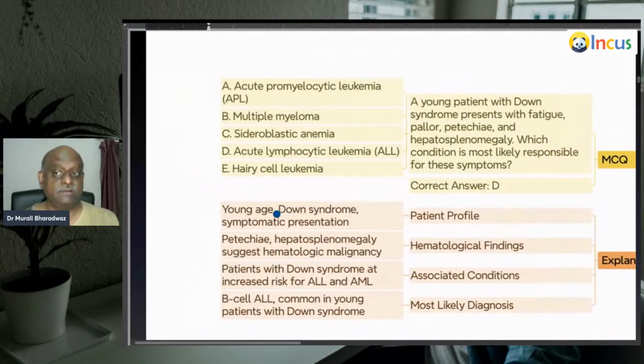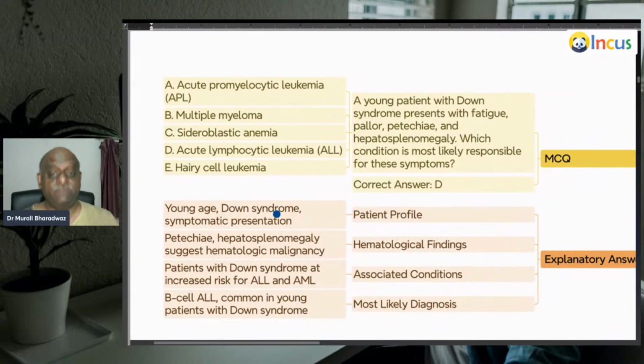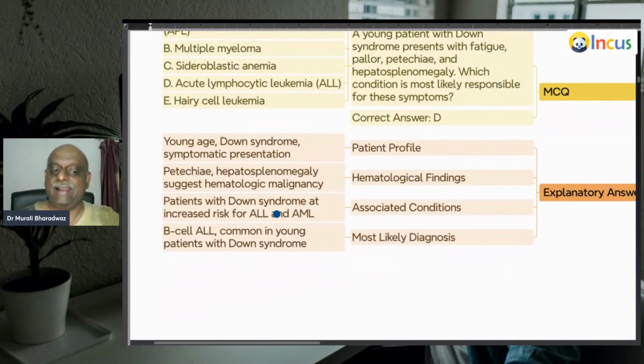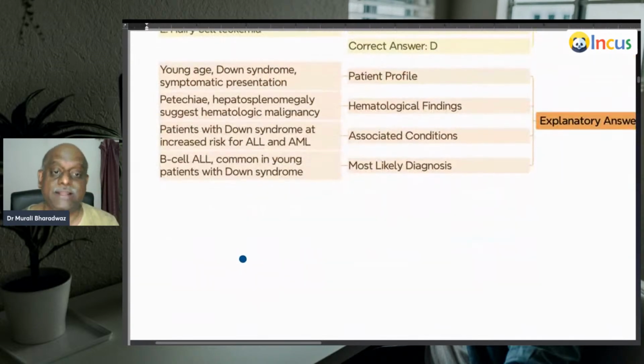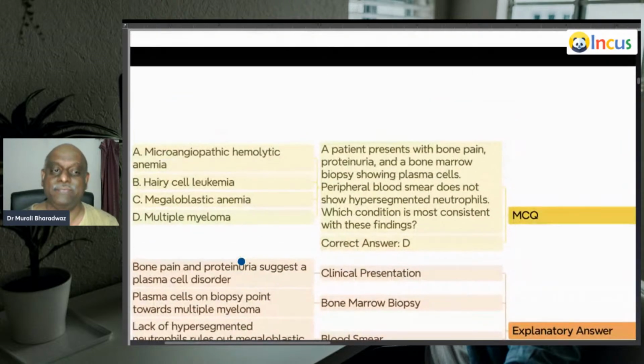A young patient with Down syndrome, with fatigue, with pallor, with petechiae, with hepatosplenomegaly. Down syndrome is a risk factor for ALL. Which type of ALL? B cell type of ALL is very common in Down syndrome.